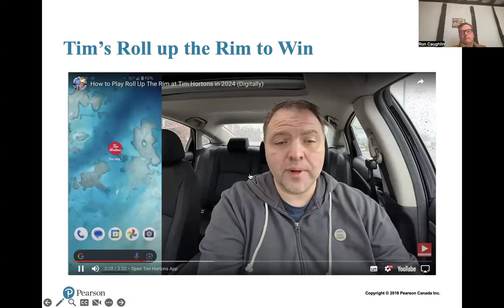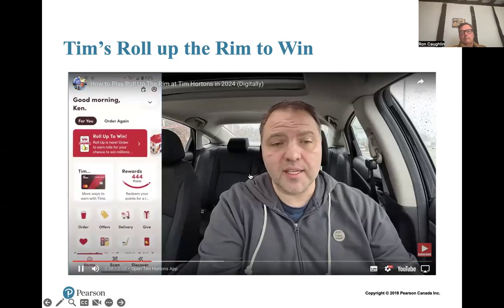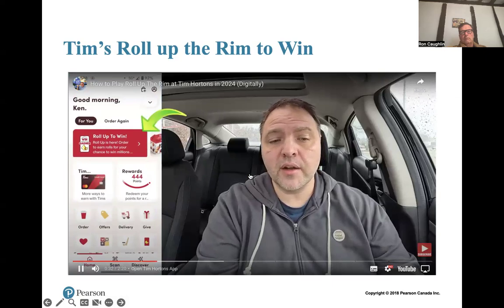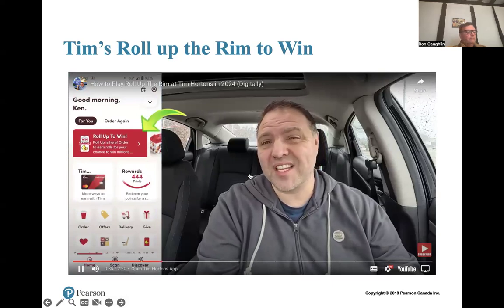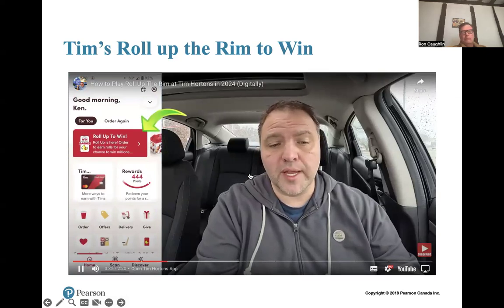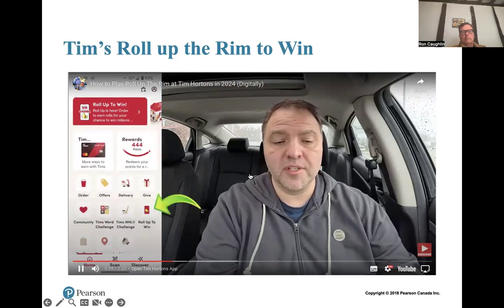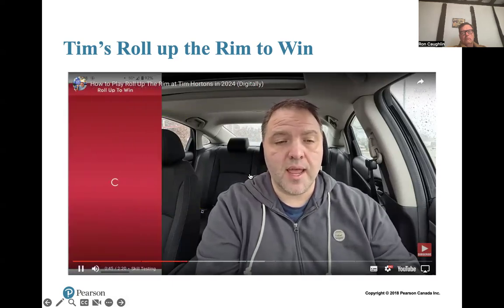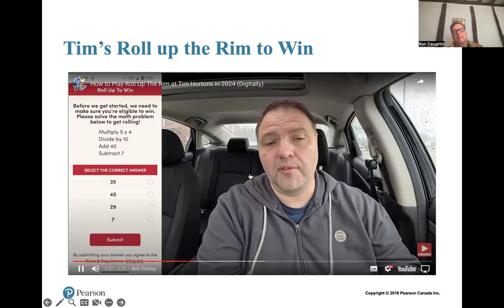So from there, go ahead and open up your Tim Hortons app, and it's going to look something like this once you've got it open. You can see here at the top, it says Roll Up to Win. That's the shortcut to get to Roll Up to Win. Or down here towards the bottom, you'll see a little square on the side that says Roll Up to Win as well. You can tap either of those, and it's going to take you into the setup of Roll Up to Win.